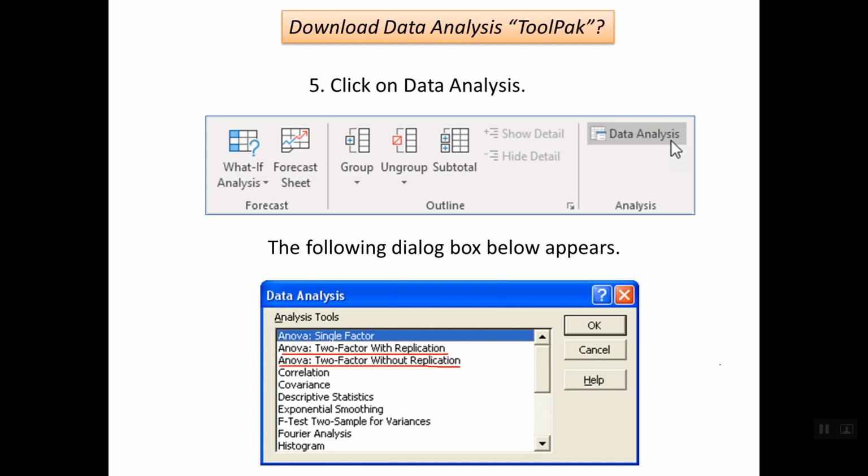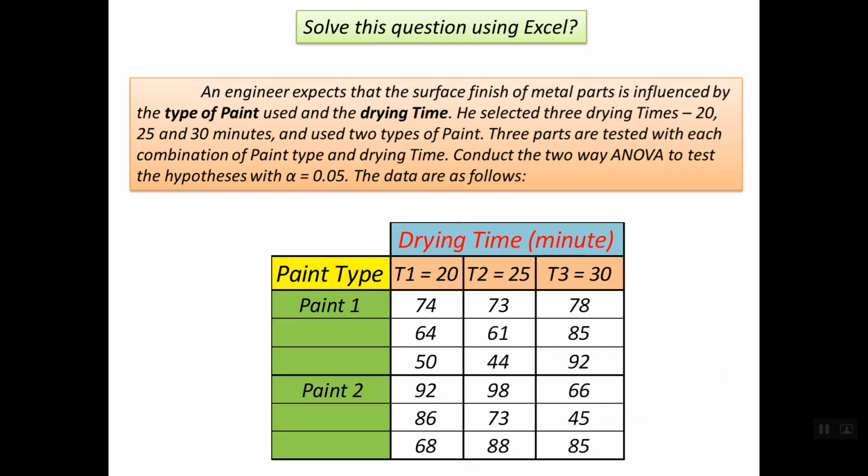So this is how to install the data analysis tool pack. Regarding our question, solve this question using the Excel. We have an engineer who expects that the surface finish of the metal parts is influenced by two factors. The first one is the type of paint. So this is the first independent factor, and the second one is the drying time.